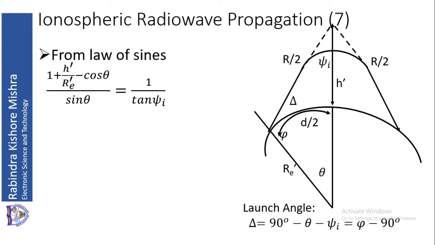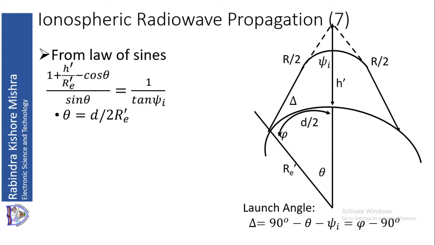Now phi, we have seen, phi minus 90 is equal to 90 minus theta minus psi I. So phi is equal to 180 minus theta minus psi I. So sine of phi will be sine of 180 minus theta minus psi I. That will give you sine of theta plus psi I, which is in the form of sine A plus B, sine A cos B plus cos A sine B. So put those values and do some simple algebraic manipulations, that will give you this relationship.